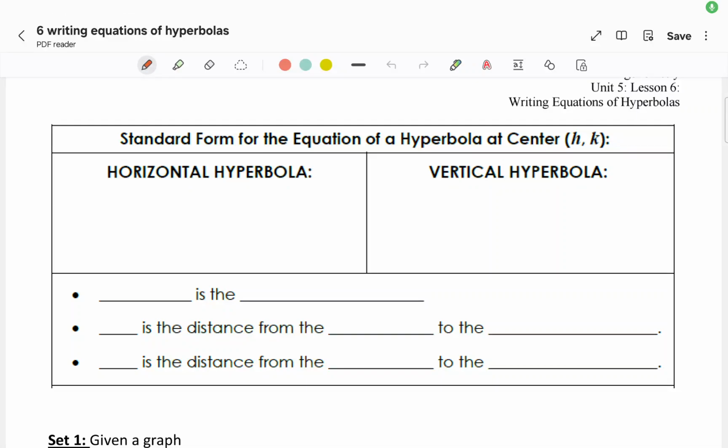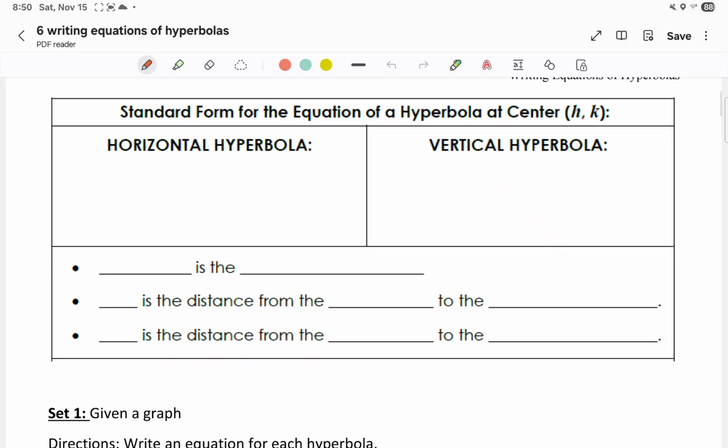So in the last lesson, we learned how to graph and rewrite the equations of hyperbolas. Now we are going to learn to write the equations of the hyperbolas based on given characteristics.